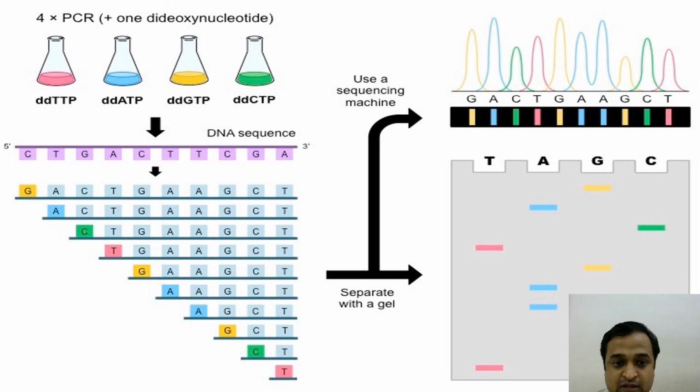This is how Sanger developed this method, and through this method we are able to sequence a particular DNA stretch of around 800 base pairs. So that's all for Sanger's sequencing method of DNA analysis and DNA sequencing. Thank you.